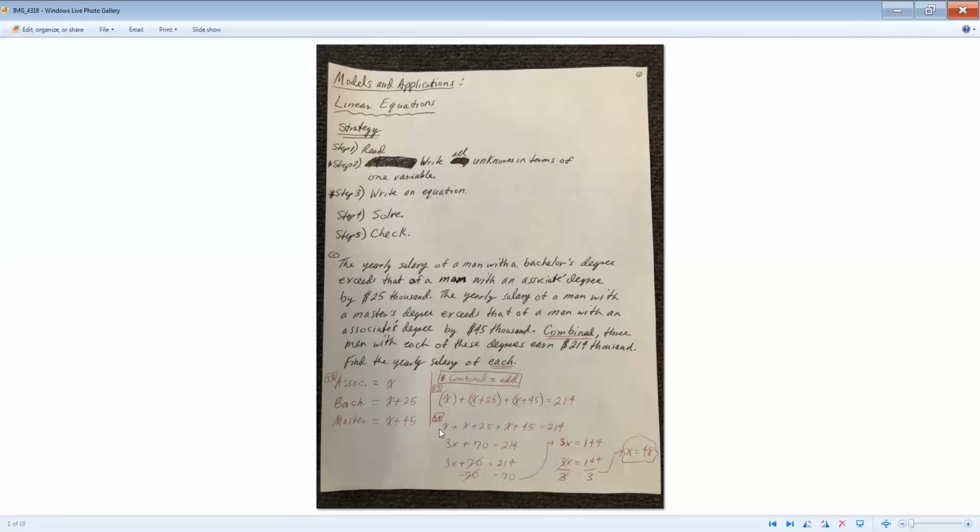So drop your parentheses, combine your like terms. So we have 3x, 25 plus 45 is 70. Then subtract 70 from both sides. That'll be 3x equal to 144. Divide by 3, x is equal to 48.